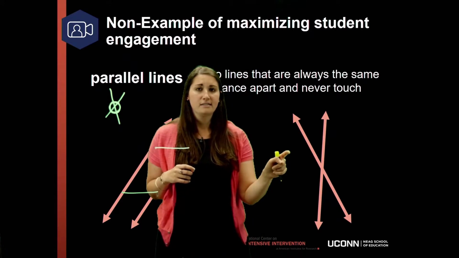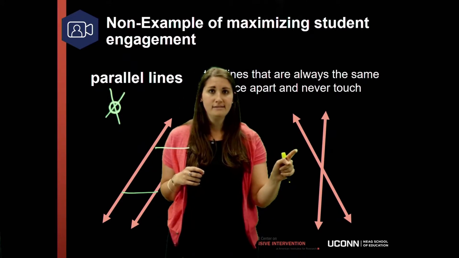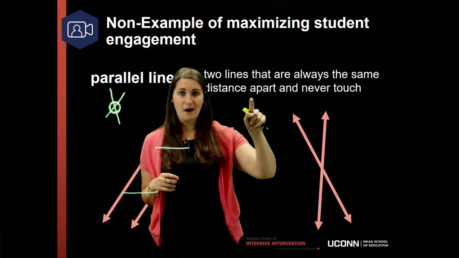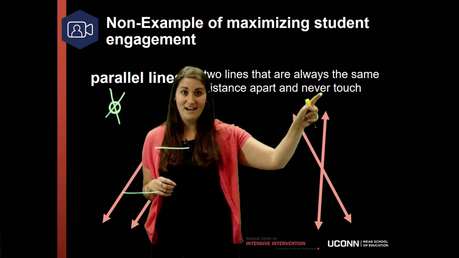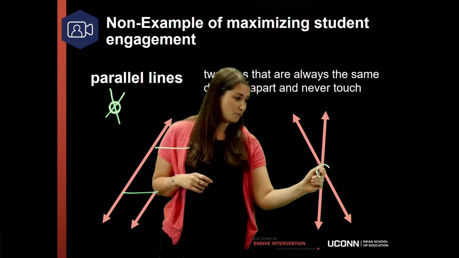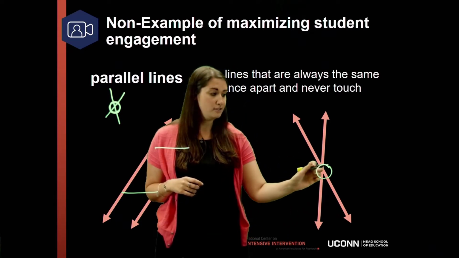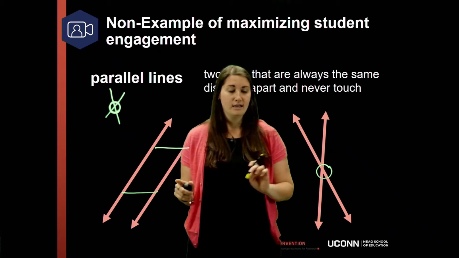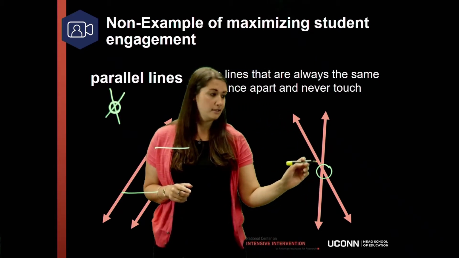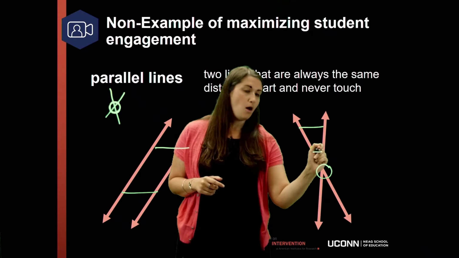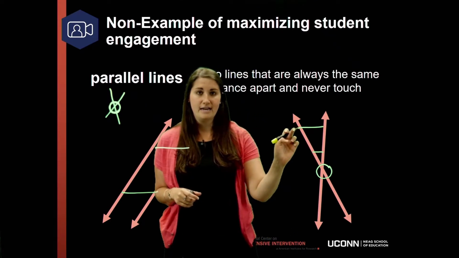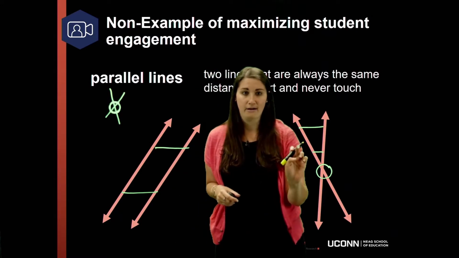Let's look at these. These are not parallel lines because they are two lines, but they are not always the same distance apart, and they do not never touch. In fact, they do touch right here. So the lines cross, just like we said these lines do not cross. These lines do cross, and they are not always the same distance apart. They're much closer together here than they are here. So these lines are not parallel.